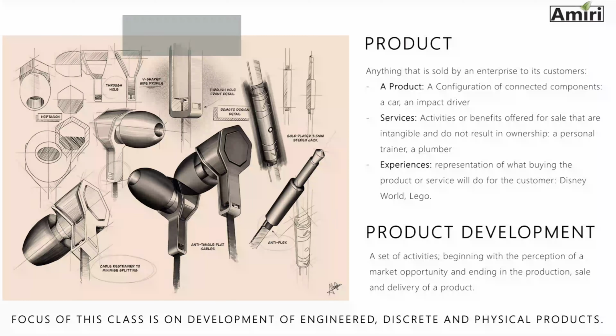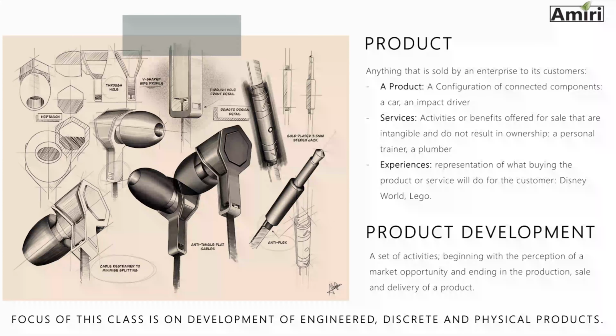We'll learn throughout this course that a proper definition of a product from a mechanical design standpoint is a configuration of connected components that you have designed based on the constraints put out by the engineering team and by the customer. The 4 C's: configuration, connected components, and constraints.